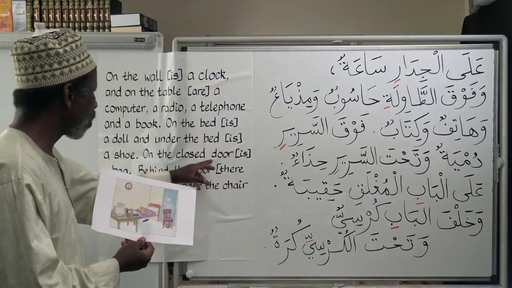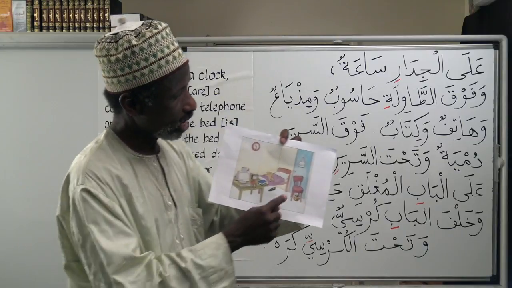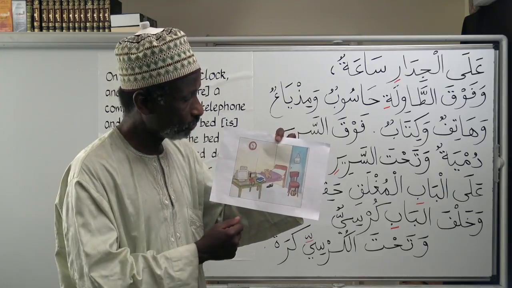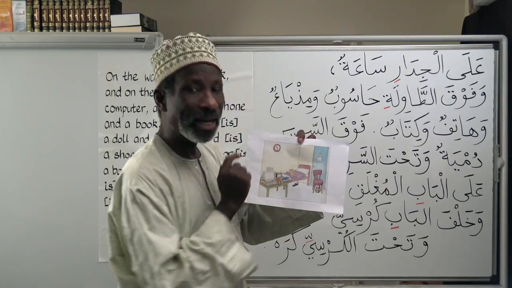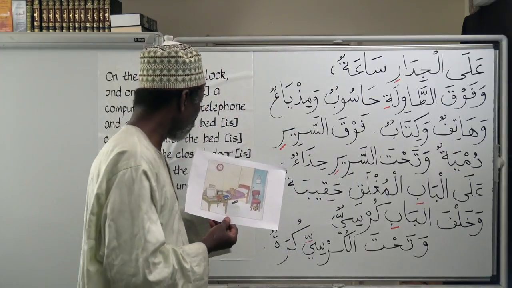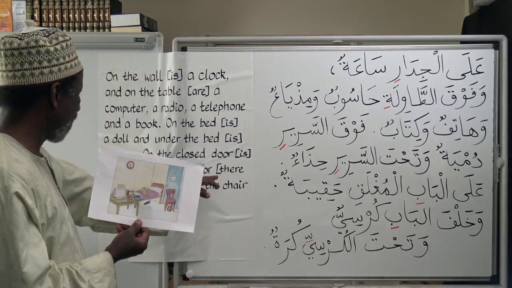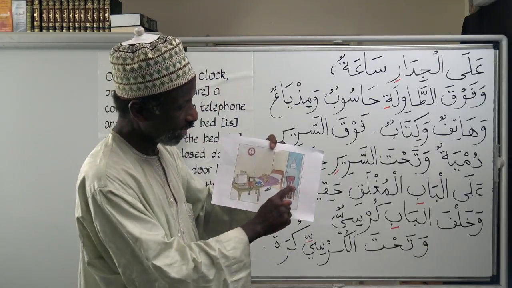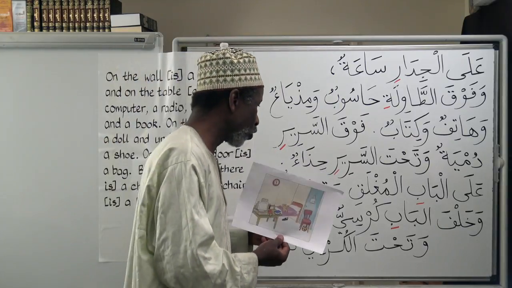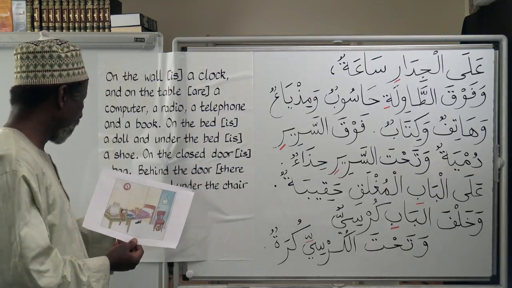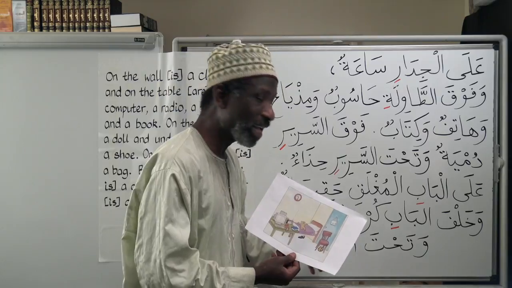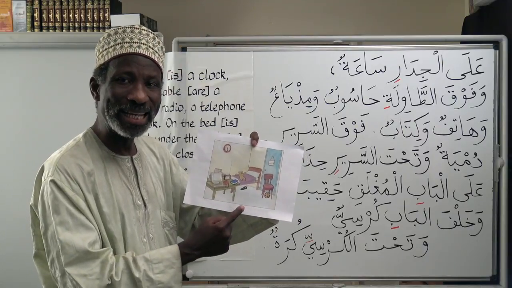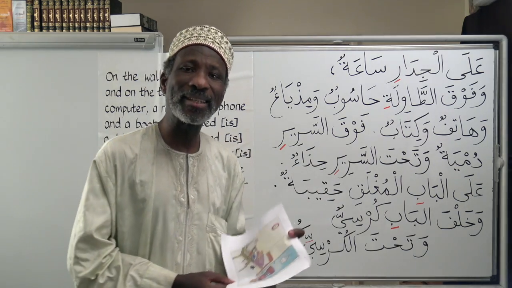Next one. On the closed door is a bag. هذا الباب. So again, وعلى الباب المغلق حقيبة. Behind the door, there is a chair. وخلف الباب كرسي. And under the chair is a ball. وتحت الكرسي كرة. That concludes exercise 25.